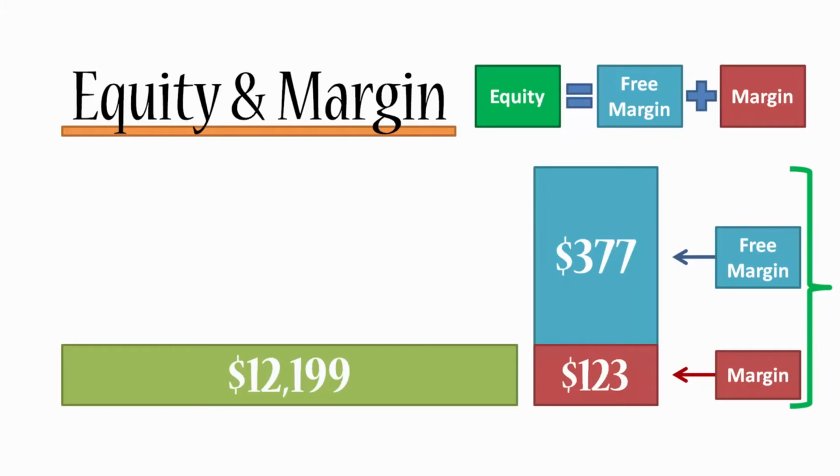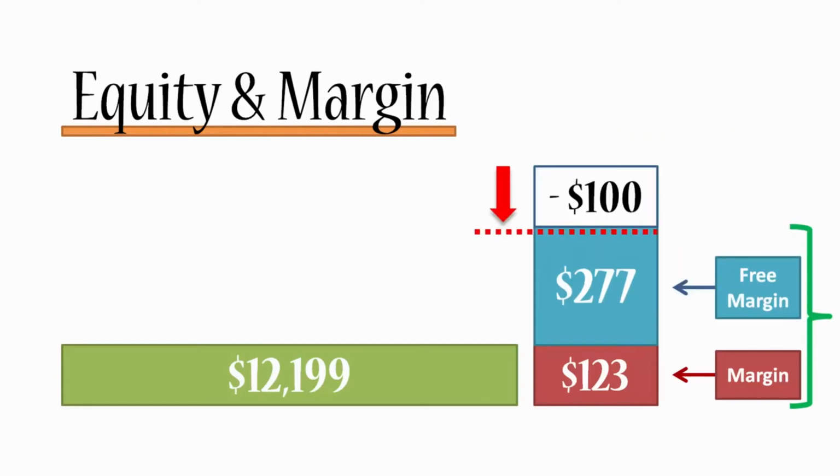So we'll start off by looking at what happens when the market moves against us. So if the market moves against our position, let's say the unrealized loss on our account is $100. So as you can see, the margin is intact, the broker funds are intact, but the free margin has reduced by $100. And therefore, our equity has also reduced by $100.